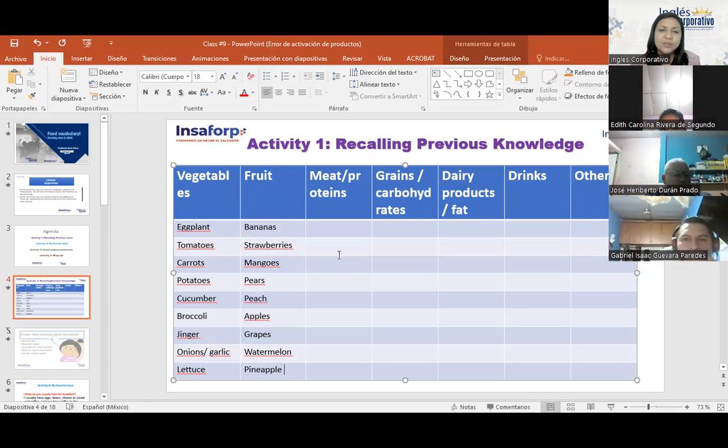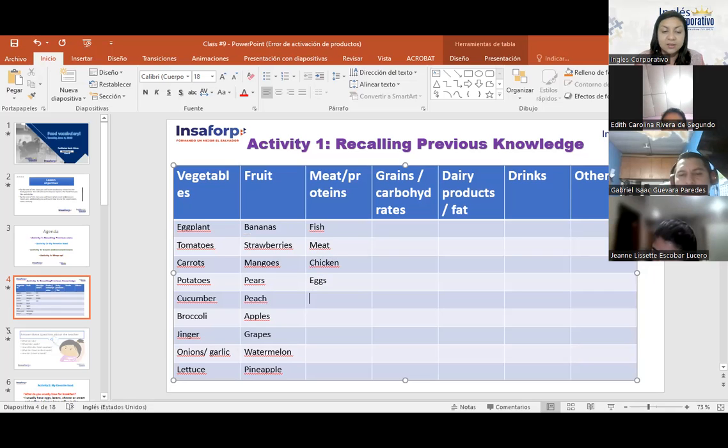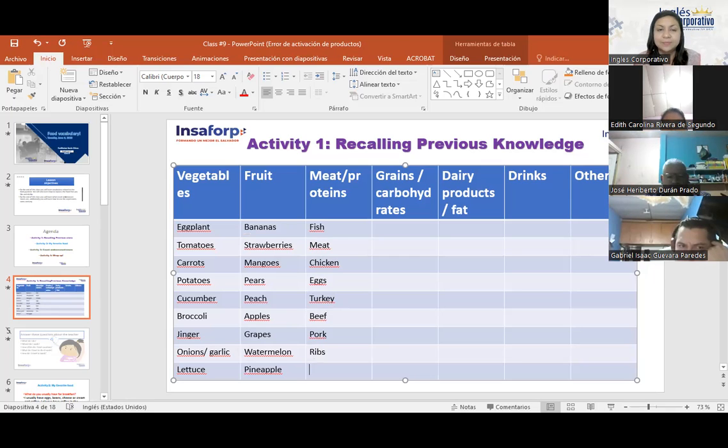Now, meat or proteins? Fish. Fish, yes, delicious. Chicken. Beef. Eggs. Turkey. Pork. Do you like pork? I like pork. Yeah, I like pork ribs. As Gabriel said, ribs.